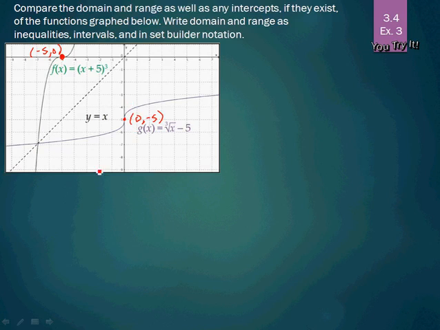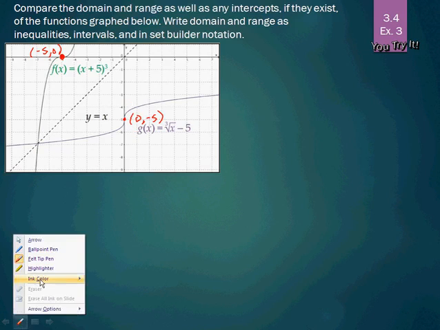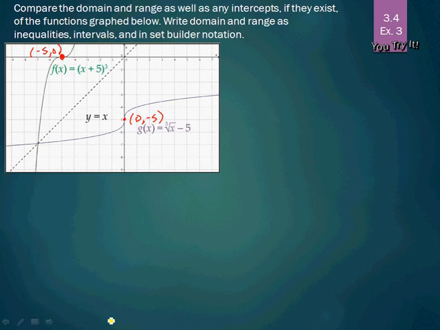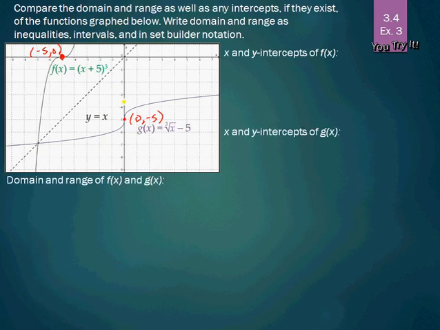So let's go ahead and fill out the rest of this and write it all down. For domain and range, we just talked about how that's all real numbers, and we need to write it as inequalities, intervals, and in set builder notation. So for the domain, it'll be negative infinity is less than x is less than positive infinity, and this will be for both functions since they both have all real numbers. And then for the range, it'll be negative infinity is less than y is less than positive infinity.